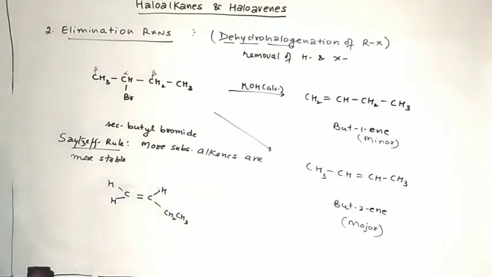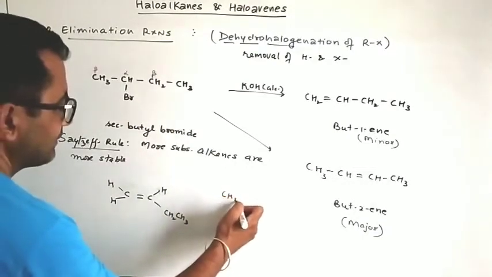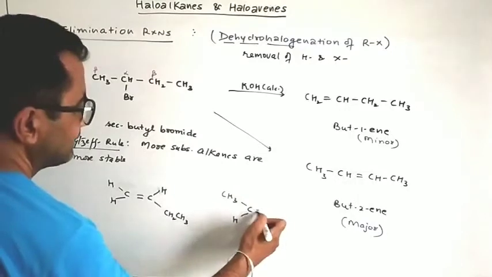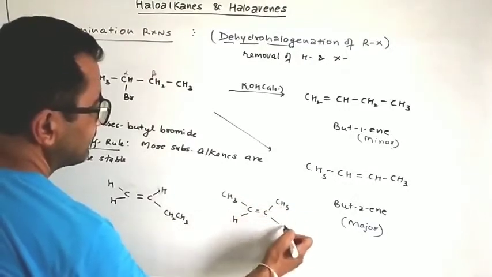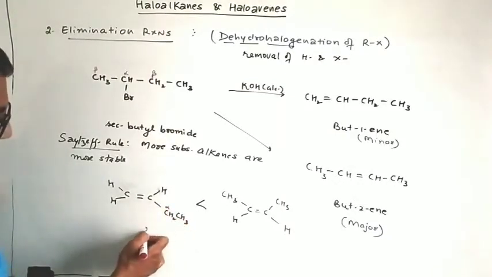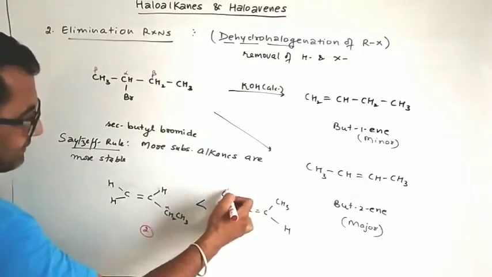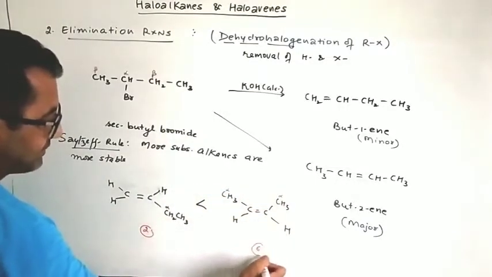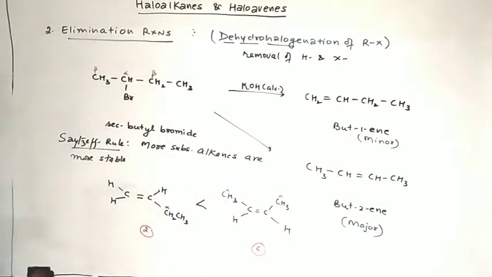You can also compare the stability by hyperconjugation structures. But-2-ene is like this. So this is more substituted, more stable. Whether you talk about the hyperconjugation structures, this is alpha carbon and there are two hyperconjugation structures, and this is alpha and this is alpha, there are 6 hyperconjugation structures. Then again, but-2-ene is the more stable.